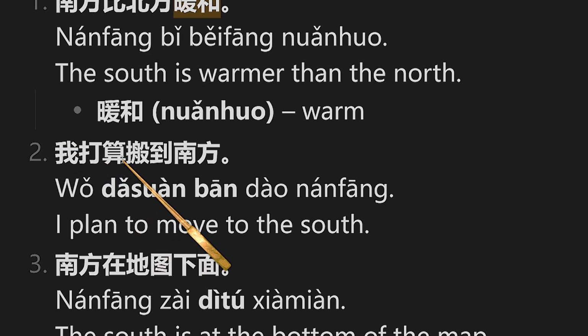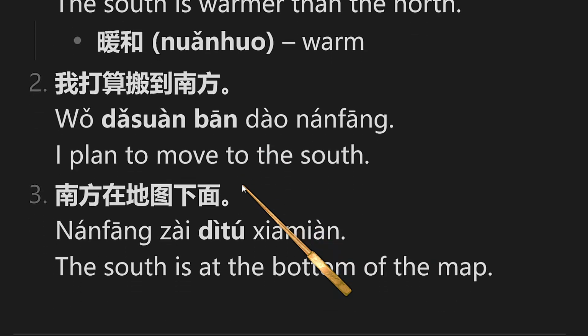Next one, I plan to move to the south. 我打算搬到南方. 我打算, I plan to, 搬到, to move to some place. So 到 here is to something. 搬到南方, to the north, to the south. 我打算搬到南方. I plan to move to the south.